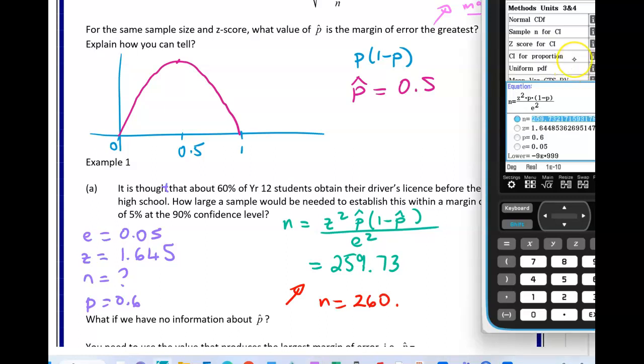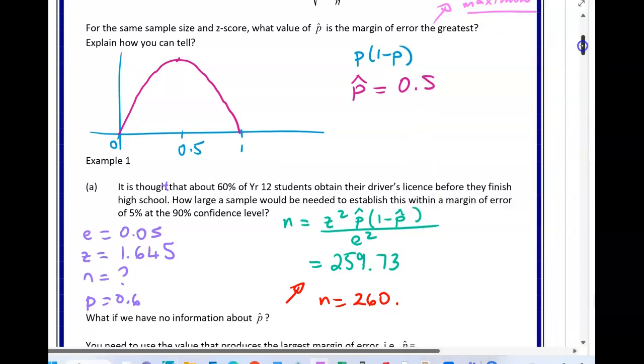Now, if you did not use the E activity and you use 1.645, you probably won't get 259.73, but you'll get something around about that figure. So just be wary of what you're using and just show your working. That's important.